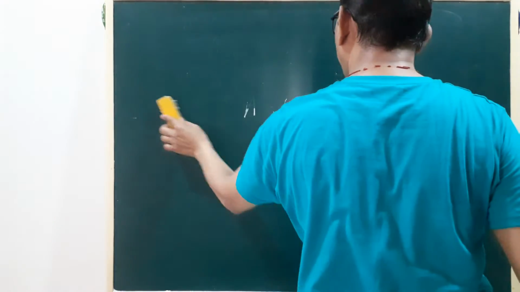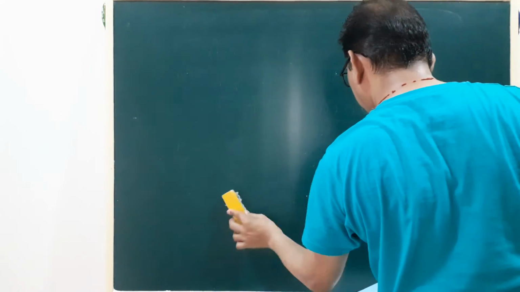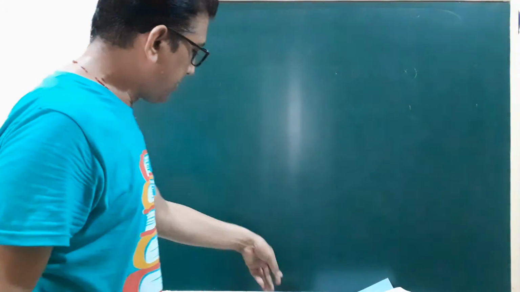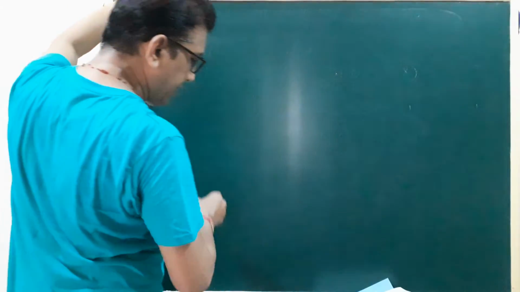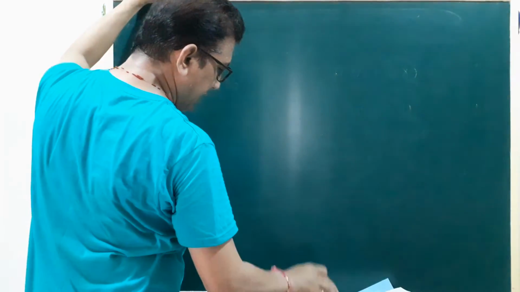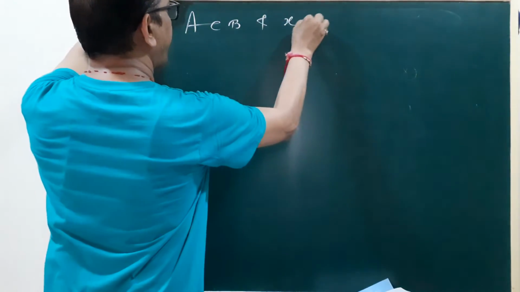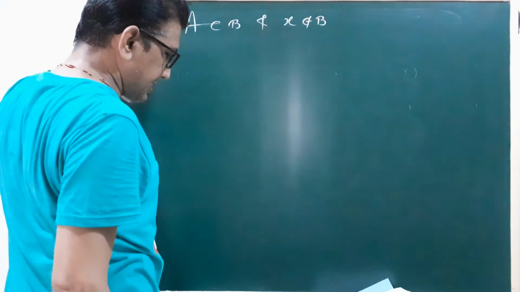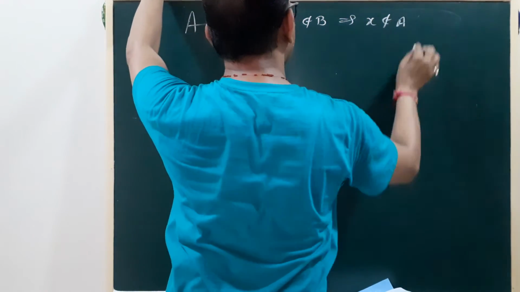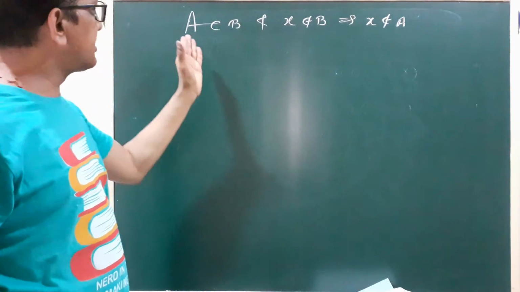But before we discuss question number 5, question number 2, 6 true false. If A is a subset of B and x does not belong to B, then x also does not belong to A, right? Because here A is a subset of B.